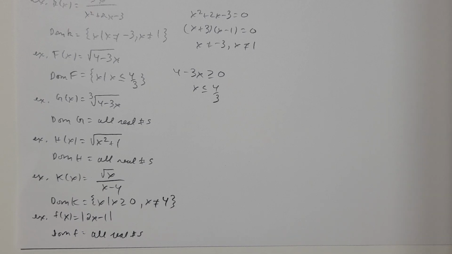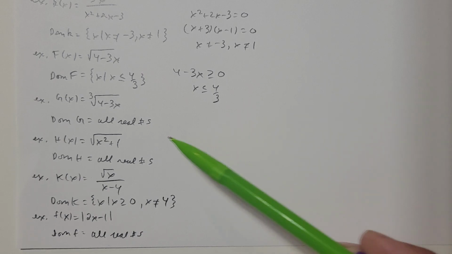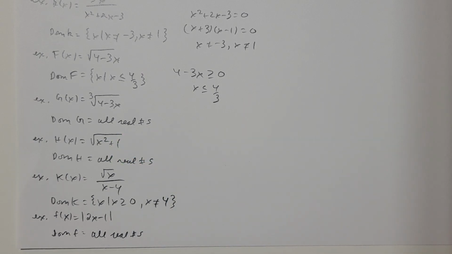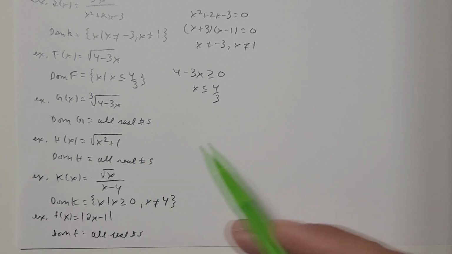Here's another example. What if I have h of x equals the square root of x squared plus 1? Well, I don't want a negative underneath the square root sign. So is x squared plus 1 ever going to be negative? If I square any number, I never have a negative. If I then add 1, I never have a negative. So x squared plus 1 is never going to be negative. That's why the domain of h would be all real numbers.